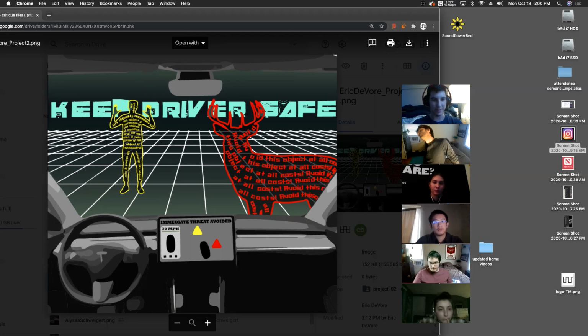I know it might be a little bit difficult to read what's inside, especially the yellow one. But for the deer, it just says avoid this object at all costs. And inside the person, it's hit object if necessary. And it just repeats that multiple times over in each.